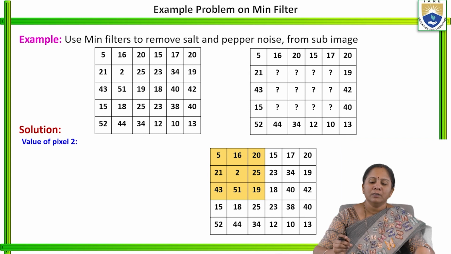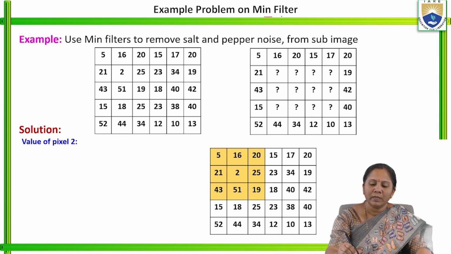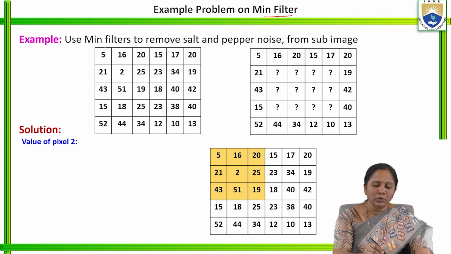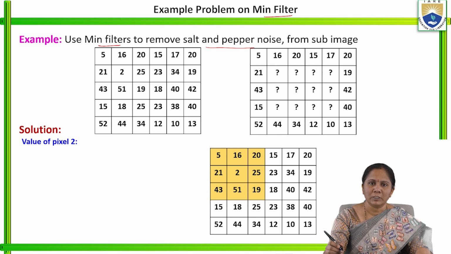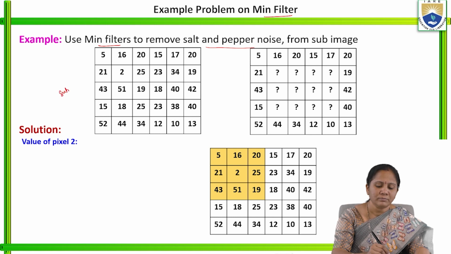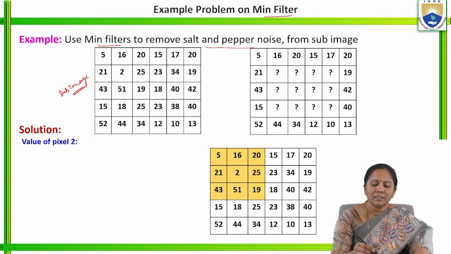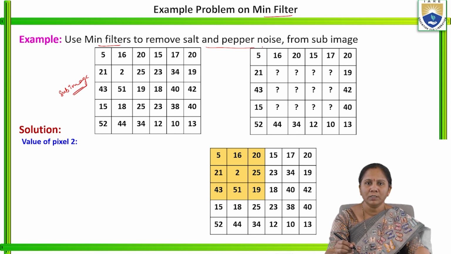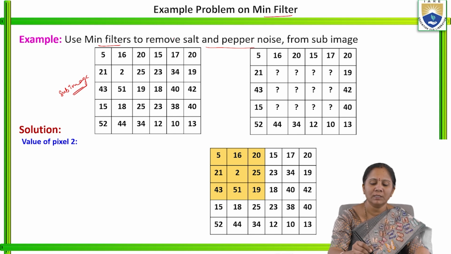Now, let us solve one example related to this minimum filter. Use a minimum filter to remove salt and pepper noise for the given sub image. So this is the sub image. This is the input image they have given, and it consists of salt and pepper noise. It should be removed by using the minimum filter.